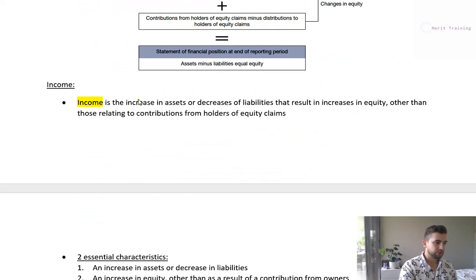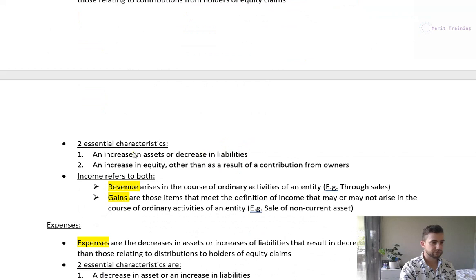And then income, which is, now we're talking about the P&L side. So income is the increase in assets or the decrease of liabilities that result in increases in equity other than those relating to contributions from the holders of equity claims. So there's two essential characteristics. Number one is an increase in assets or a decrease in liabilities. Number two is an increase in equity other than as a result of a contribution from owners. So some people think of revenue or income as issuing an invoice and receiving cash. But that's not always the case, right?